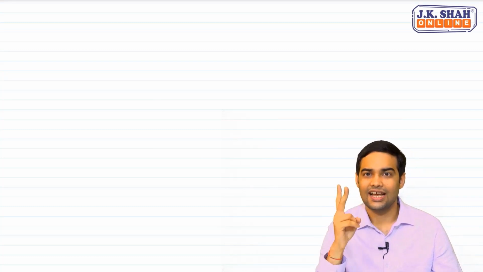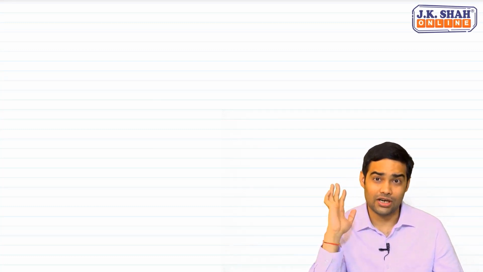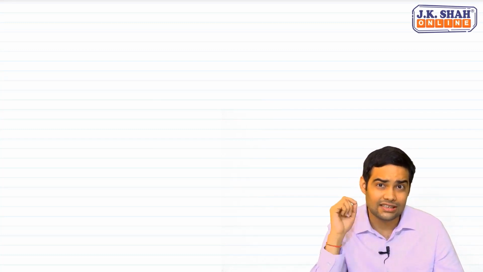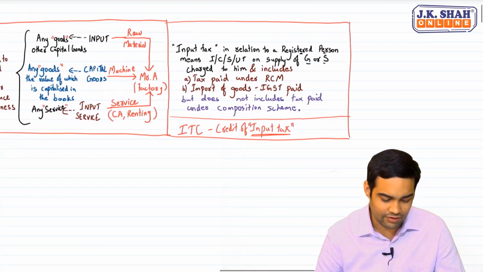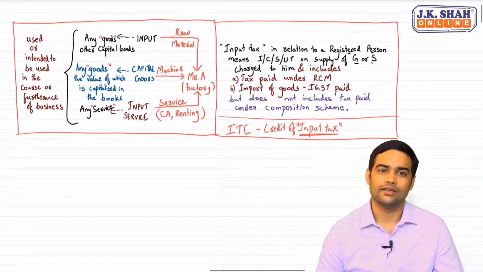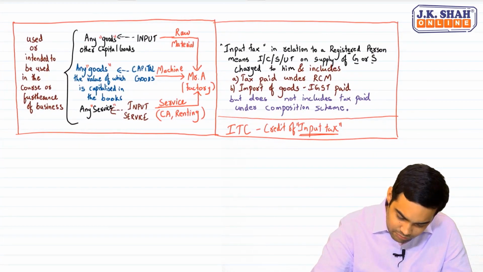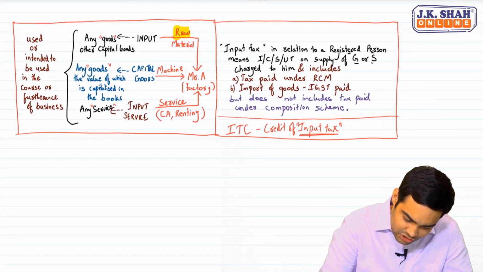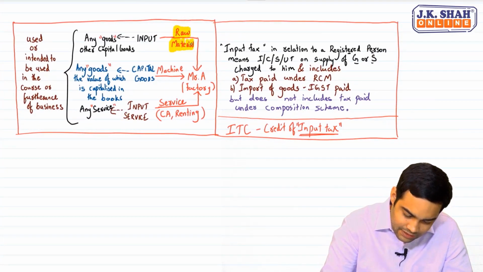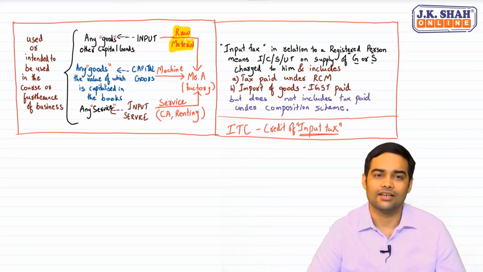Any goods, any services, you are eligible for input tax credit if it is used or intended to be used in the course of furtherance of business. But there are some exceptions, that is blocked credit, where you don't get ITC. Now see what we have discussed. Till now we have covered these three. Say suppose Mr. A has purchased raw materials. Any goods other than capital goods.